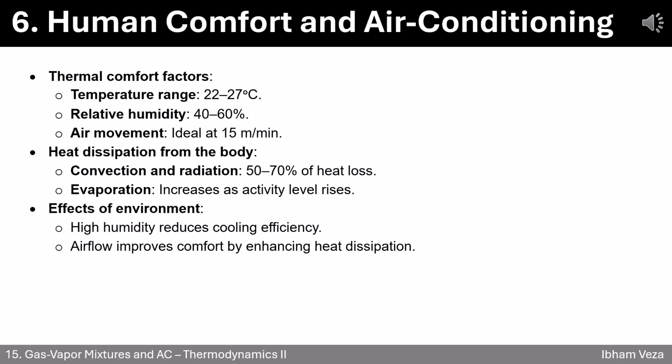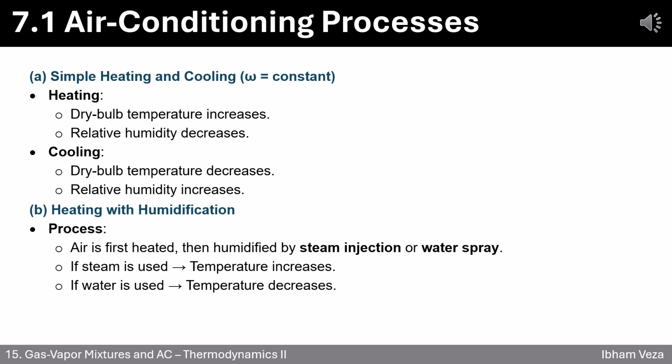How does our body get rid of heat? Mostly through convection and radiation, which account for up to 70% of heat loss. Evaporation takes over during physical activity, which is why sweat becomes so important during exercise. The environment plays a big role here. High humidity makes it harder for sweat to evaporate, reducing cooling efficiency. On the other hand, airflow boosts heat loss and comfort. This is why air conditioning design always balances temperature, humidity, and airflow to keep people feeling just right.